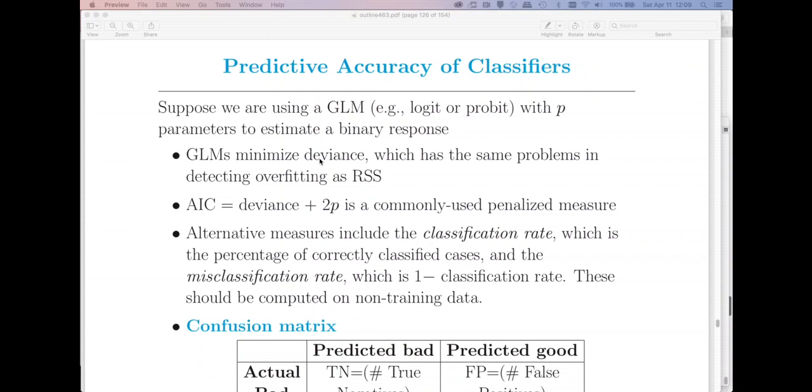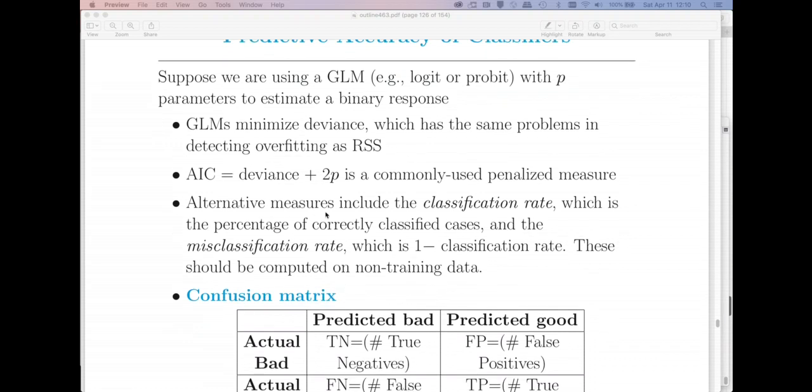Another possibility for logistic regression models is to use AIC. So we just take this deviance measure and we add 2 times the number of parameters as a penalized measure of fit. I'm not going to say much more about those measures. I'm going to focus much more on other measures based on the confusion matrix. So let's talk about those now.